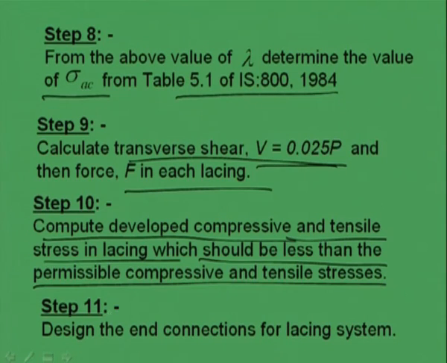And in step 11, what we will do? This is the last step where we will design the end connections. End connections means whether we are going for welding connections or riveting connections. So, accordingly we will design the number of rivets, how many there will be, and what type of riveting we are doing. Riveting means what is the configuration of the rivet joints. Accordingly the force will come, and accordingly the number of rivets can be found out, right. So, with these steps we can design a lacing system.